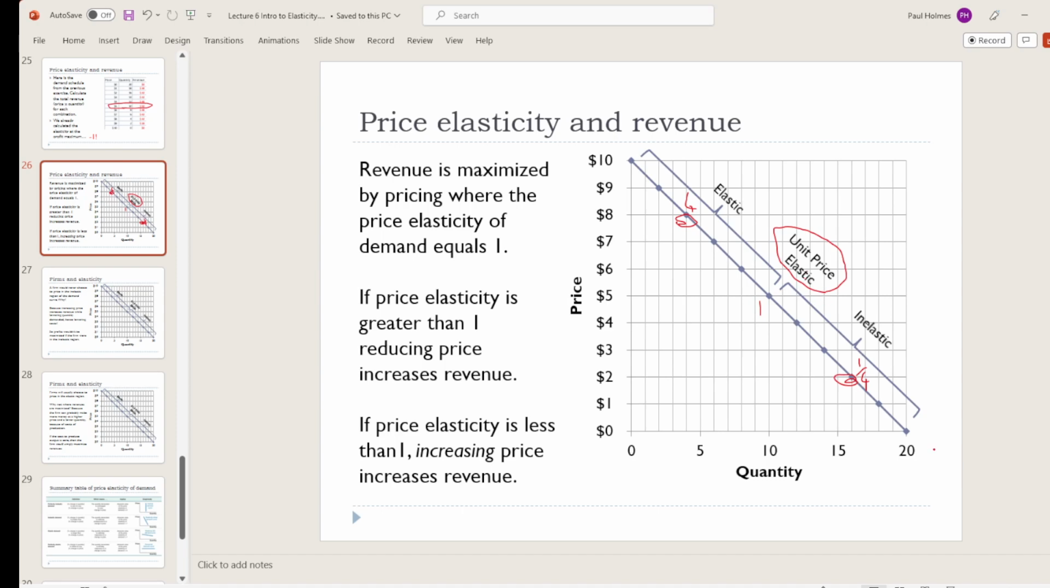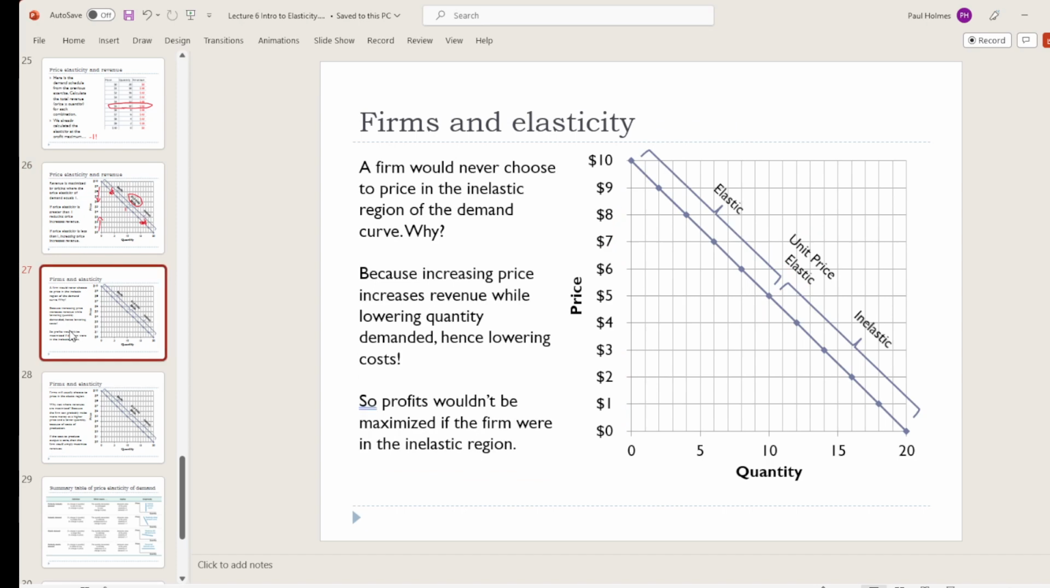Now, this also tells us what we should do to price in order to increase revenues. If we're up in this elastic region, we should decrease our price, and that would increase our revenue. If we're down in this inelastic region, we should increase our price. That's going to increase our revenue.